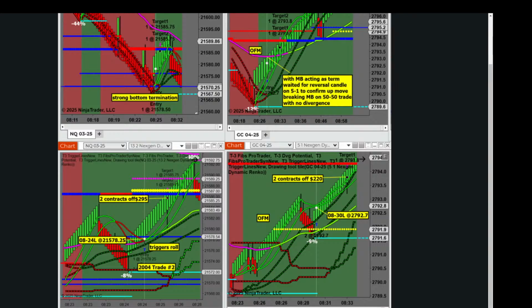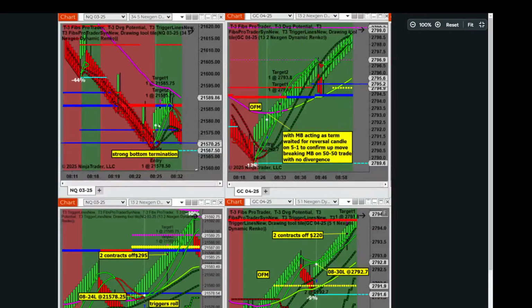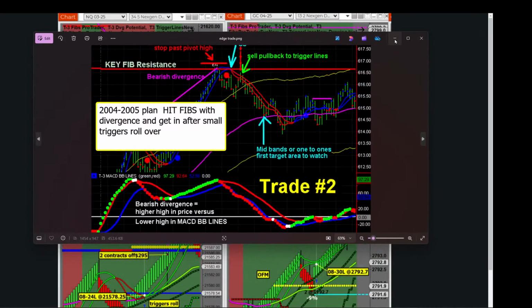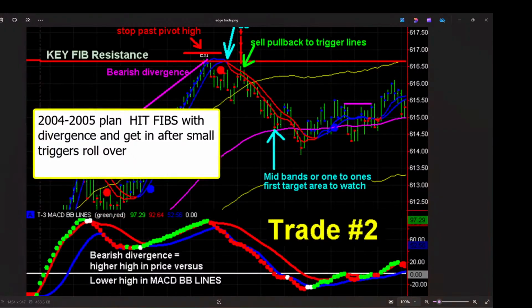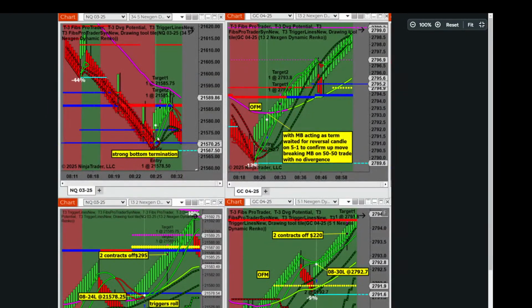So I want you to see something pretty cool here. Termination condition, small triggers roll, buy the pullback to the small triggers. In 2004, Nexgen taught a trade. This was part of the 2004 and 5 plan. Termination holds, small triggers roll, sell the pullback. So what Steve did is Steve took a trade that Nexgen's been teaching for 21 years.